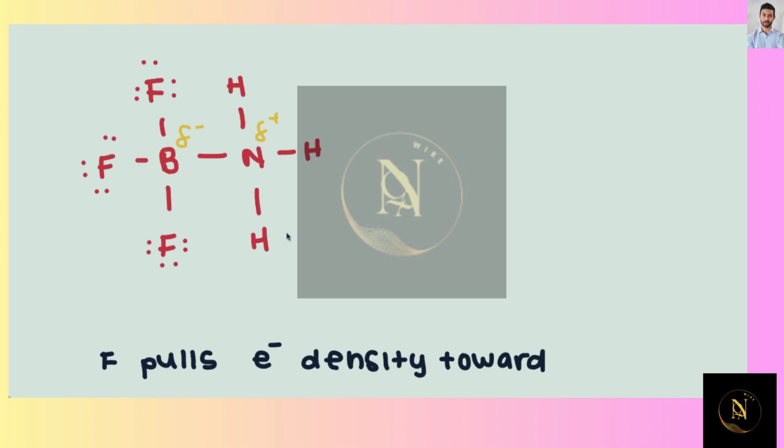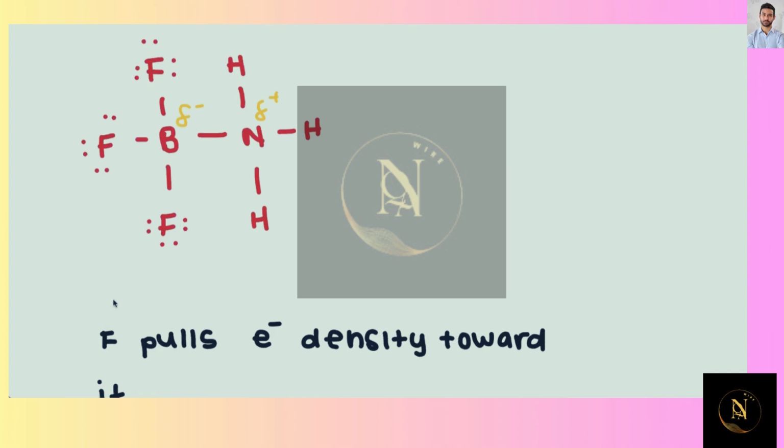Now we have to understand this using electronegativity. And what we see here is we have a partial positive charge on our nitrogen atom and a partial negative charge on our boron atom. So we denote them with delta positive and delta negative. And now why is this the case? Why are we seeing a positive charge on nitrogen and a negative charge on boron?